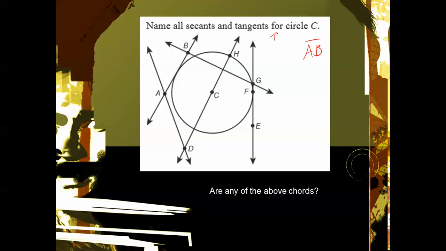Okay, so let's just make a column here. We'll say tangents, and then down here we'll say secants. So AB was a tangent. And then if we look here at BG, BG touches the circle in 2 spots, so BG is actually going to be a secant. If we look at HC, line HC touches the circle in 2 spots, so line HC is going to be a secant.